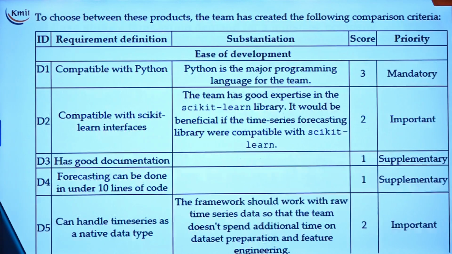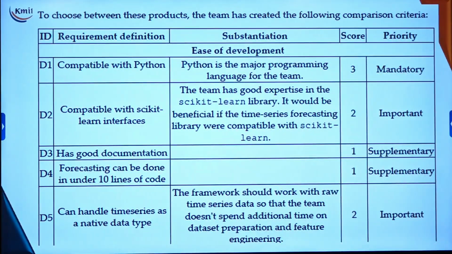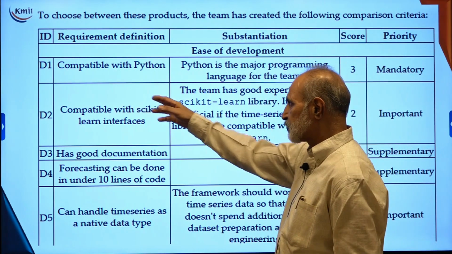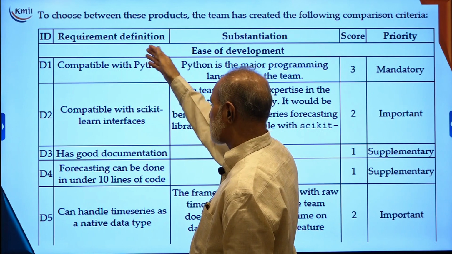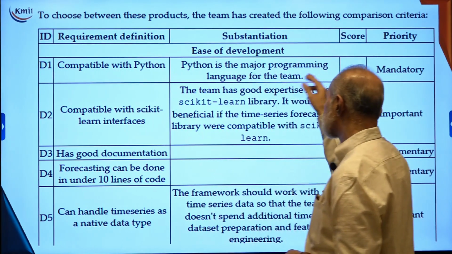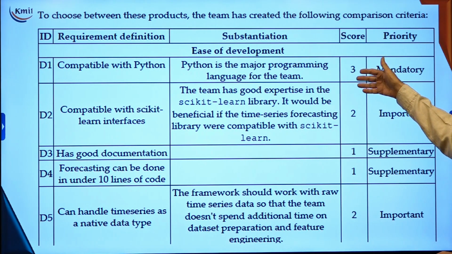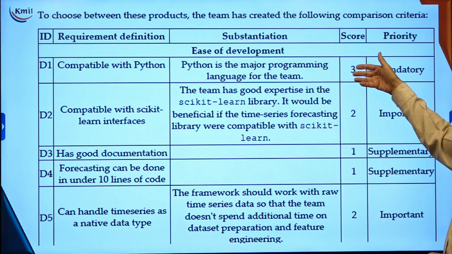So, let us see what the requirements are. I am showing you a table. The table has 4 columns: ID, that is identification, requirement definition, substantiation, score and priority. Now, look at D1. D1 is your ease of development. So, D1 tells me compatibility with Python. Yes, this is the requirement definition. Yes, Python is a major programming language for the team. Agreed. So, I give a score of 3 because many of the people are acquainted and have a good command over Python. So, I give a 3.